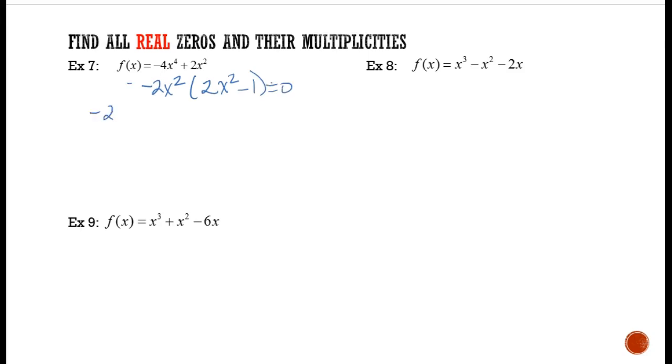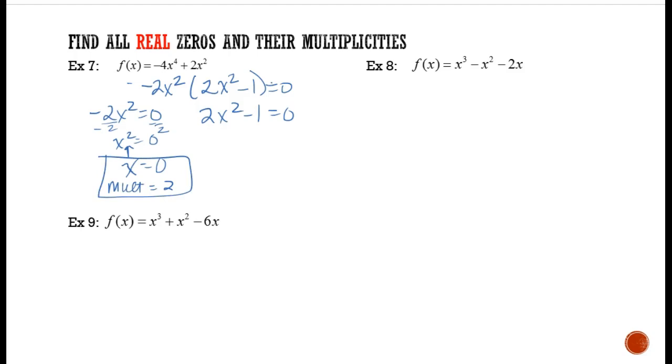And then I can set each part of that equal to 0. Well, this will solve. If I divide by negative 2, it's still 0. X squared is 0. That means x is 0. But since it was x squared, it has a multiplicity of 2. Right? So there's one of my zeros and its multiplicity.